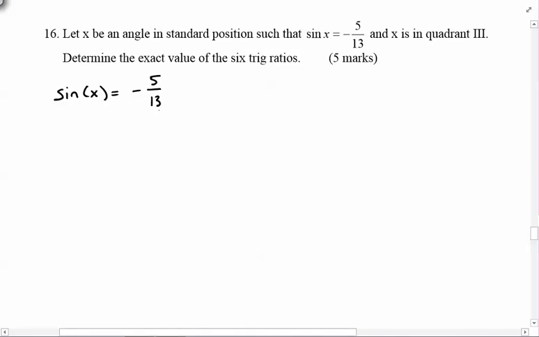And what I'm trying to find is cos of x, tangent of x, cosecant of x, secant of x, and cotangent of x.